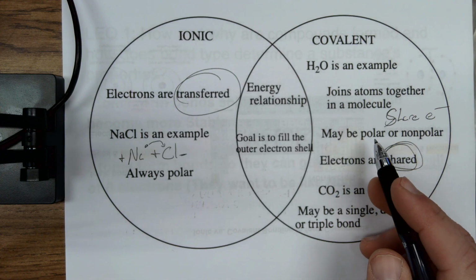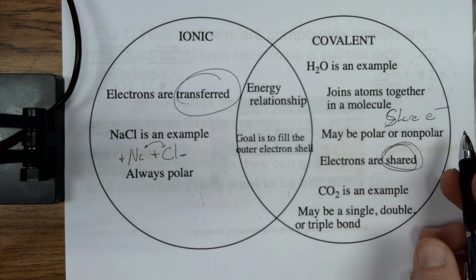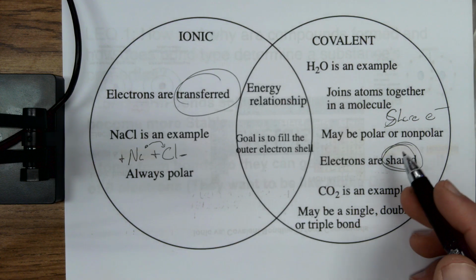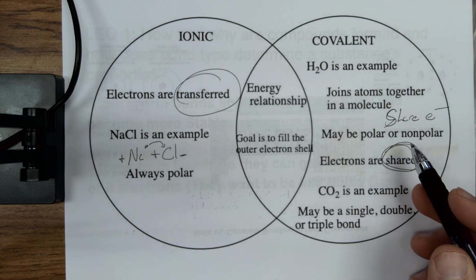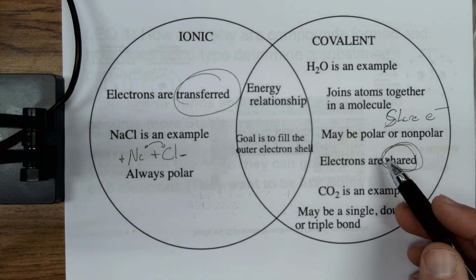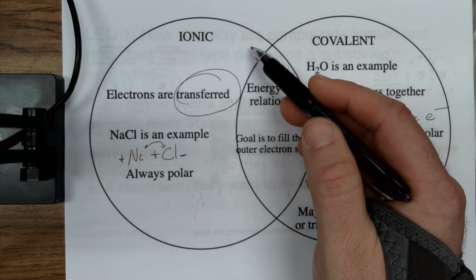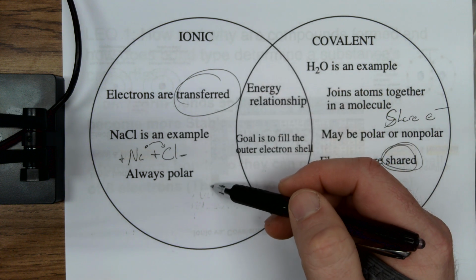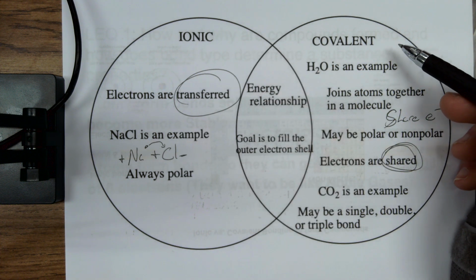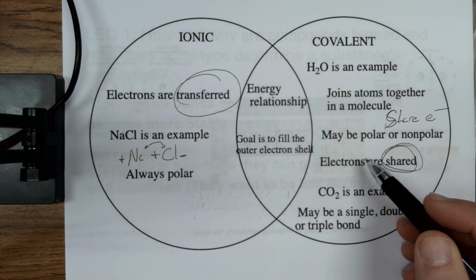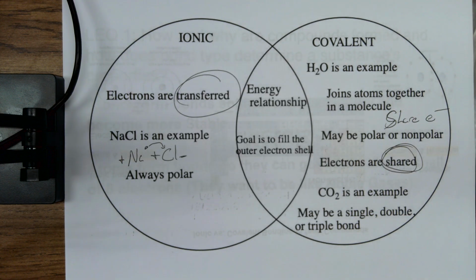Now, we haven't gotten into the idea of polarity yet, but we will be getting into it shortly. So I'm giving you a little heads up of what we're going to be doing later in life. My ionic is always polar, my covalent can be either or. When I see you next time, we're going to see how well a covalent bond and an ionic bond can transfer electricity.